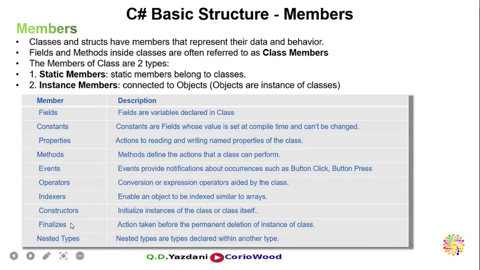Finalizers in C# are actually destructors. As the opposite of the constructor, which creates objects, destructors destroy the objects. It's the action taken before the permanent deletion of an instance of the class. So if you look in here, initializing an instance of the class means we instantiate or create the object. Here we are deleting that instance of the class. If you have an instance lurking somewhere, if you have an object somewhere, you need a way to delete these objects. And the finalizers give you this tool to delete your object.